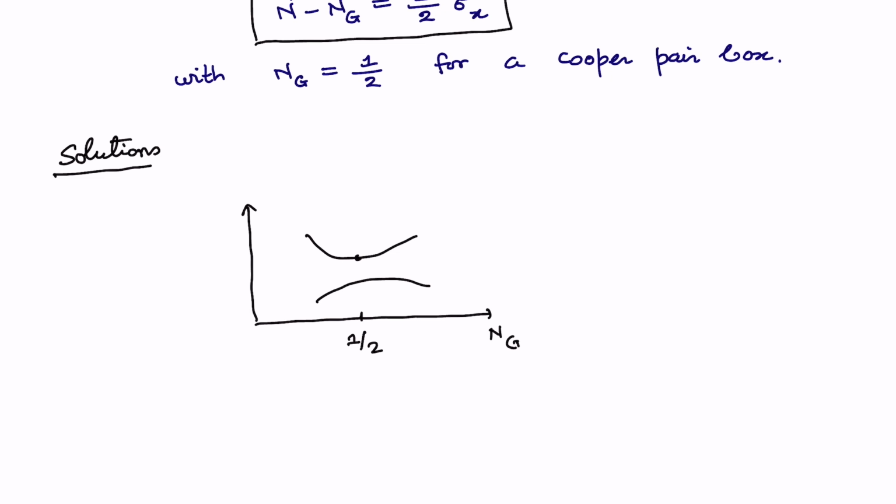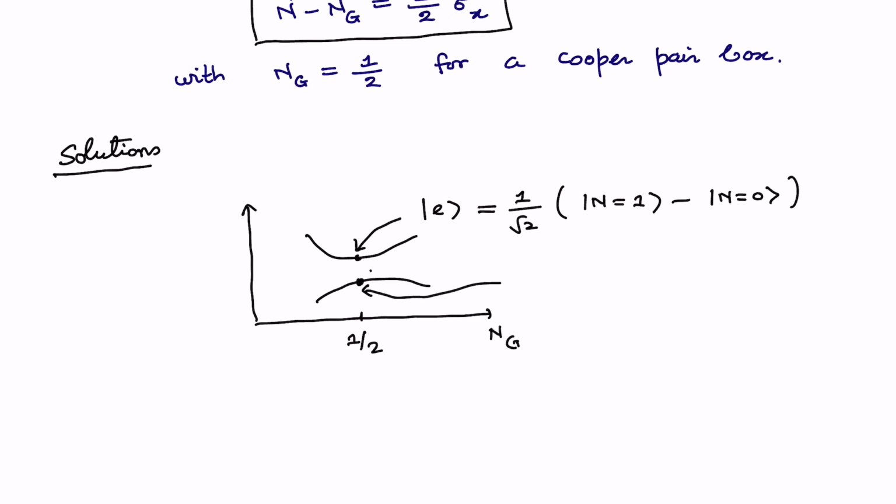Our excited state, this particular state which was referring to the point A in the previous problem, we can take as our excited state ket E, which is equal to 1 by root 2 times an antisymmetric superposition of n is equal to 1 and n is equal to 0. And this particular point refers to the ground state ket Z, and that is the symmetric superposition of the charge states n is equal to 1 plus n is equal to 0.